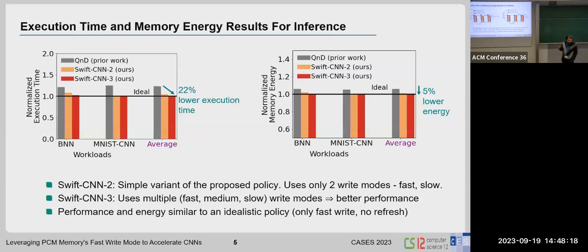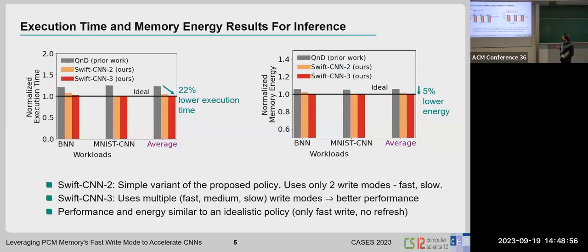So I'll quickly move to evaluation. We use a Gem5 NVMain based setup to evaluate the policy. We see about 22% lower execution time and 5% lower memory energy for the Swift CNN policy, which was described in the previous slide. We have two variants of the policy: Swift CNN2, which is a simple variant of the proposed policy, which uses only 2 write modes, and Swift CNN3, which uses fast, medium, and slow, all the write modes, and has better performance.